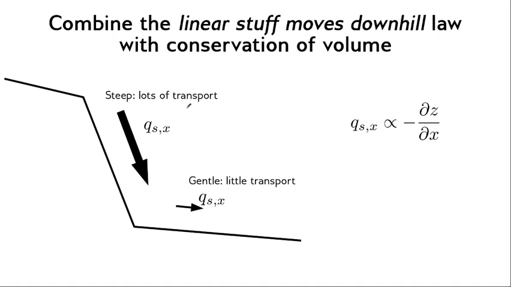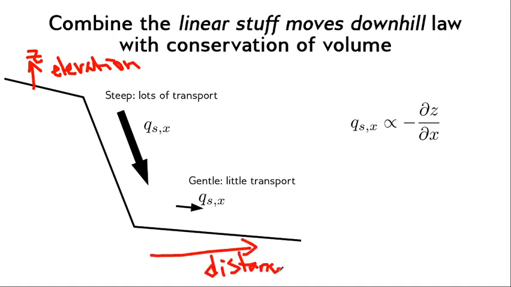So let's combine this linear stuff moves downhill law with conservation of volume. Up here, this is steep. So this is a hill slope profile. Right now we have elevation, and over here, we just have distance. You can see the steep zone here. There's a lot of material moving downhill. And this gently sloping zone here has very little material movement. So if we have this sort of transport law, this toy geomorphic transport law, we're going to say that there's a lot more material that moves here than moves here.